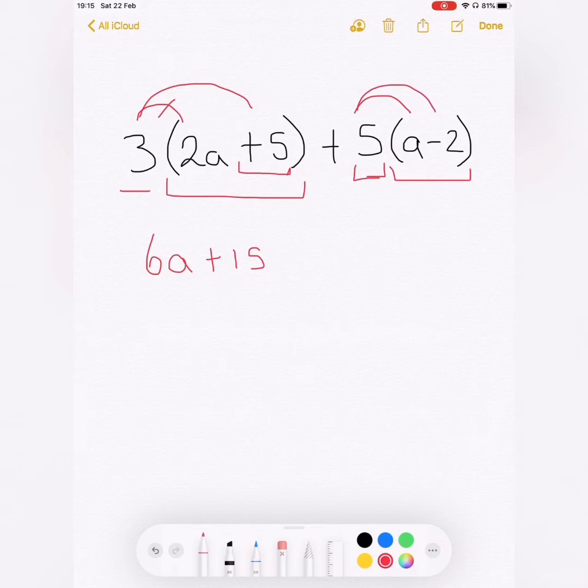And we need to do exactly the same for this one. So 5 times a, which is 5a. Again, we should be crossing them off. And then 5 times minus 2, which is minus 10.